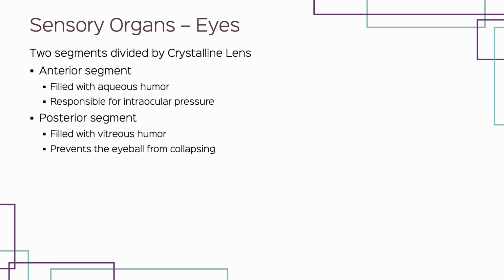The aqueous humor is responsible for the intraocular pressure within your eye. The vitreous humor will share the responsibility for the intraocular pressure, but it also prevents the eyeball from collapsing. One of the most common procedures on the eye is actually on the muscles that control the eye movement instead of the eyeball itself. That is known as a strabismus surgery, and that is performed by shortening or lengthening various muscles within the eye.